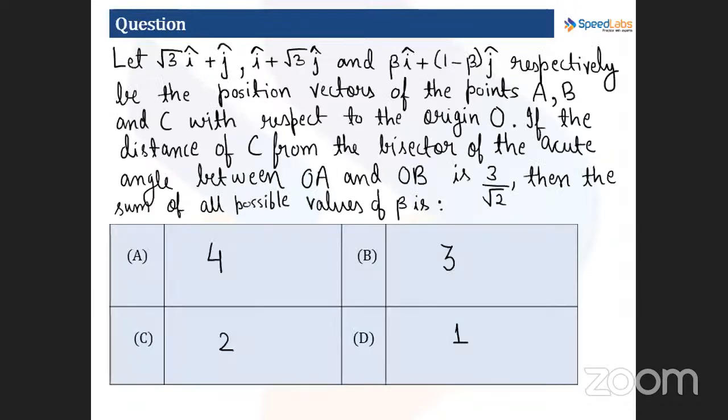Okay. So the next question is here. Let root 3 i cap plus j cap, i plus root 3 j cap, and beta i cap plus (1 minus beta) j cap respectively be the position vectors of the points A, B and C with respect to the origin O. If the distance of C from the bisector of the acute angle between OA and OB is 3 by root 2, then we have to find the sum of all possible values of beta.